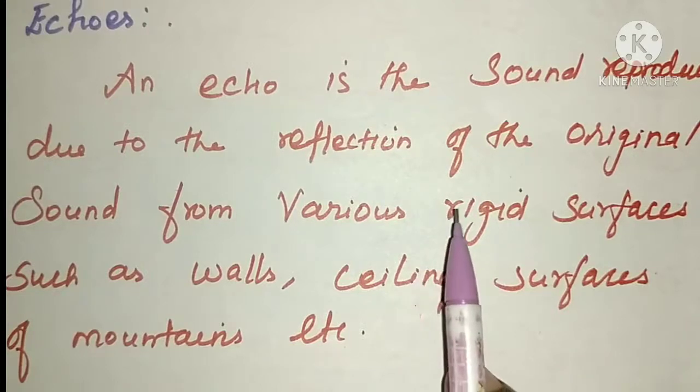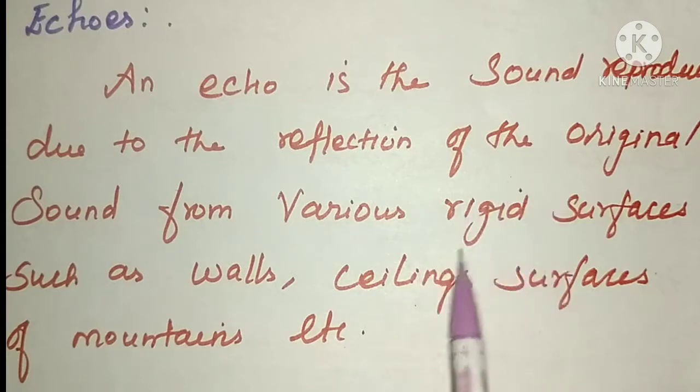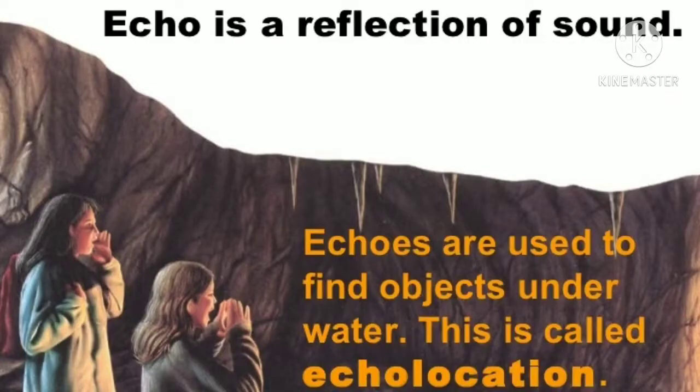Okay. So what do you mean by echo? It is the sound reproduced due to the reflection of original sound from various rigid surfaces such as walls, ceiling, surface of mountain, etc. In this picture you can see whatever sound we are speaking, the sound is reflected from the wall. Okay, and the sound reflects back and we are getting that reflected sound again. That is called an echo. If you stand near the mountain and you are speaking, your sound will be reflected back from the surface of the mountain. Okay, so echo is a reflection of sound.